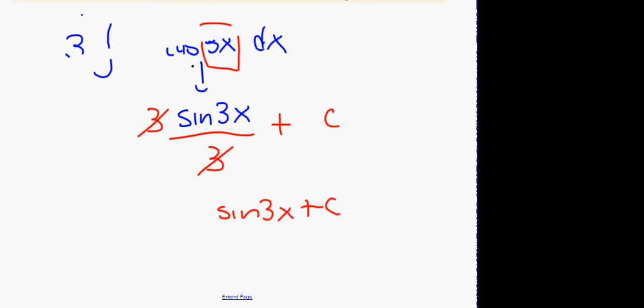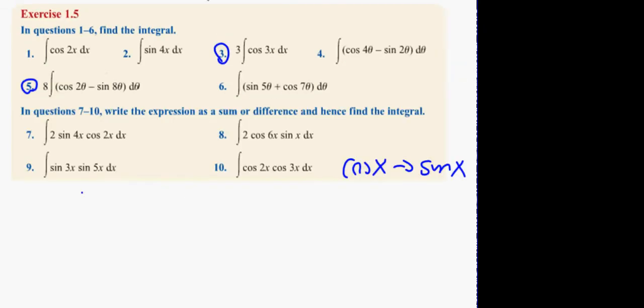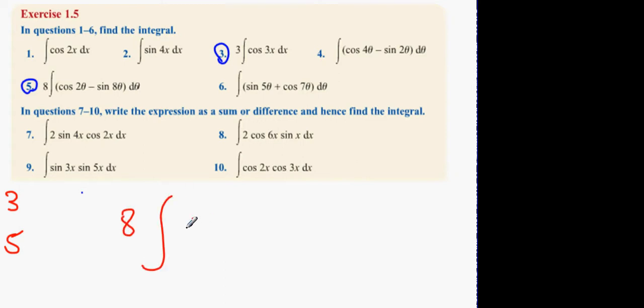Alright, let's try another one. I've done question 3, and now I'm going to do question 5. Now look at question 5, guys. Question 5 is: 8 brackets cos 2 theta minus sin 8 theta, d theta.